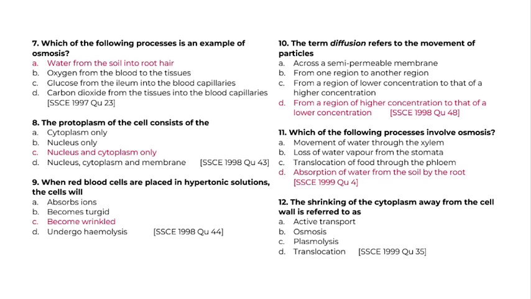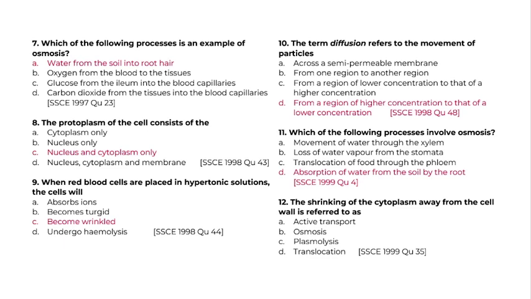Question number 12. The shrinking of the cytoplasm away from the cell wall is referred to as A, active transport, B, osmosis, C, plasmolysis, and D, translocation. Now, active transport is the movement against the concentration gradient across the semi-permeable membrane with the use of energy. The question is saying shrinking of cytoplasm, so it has nothing to do with active transport.